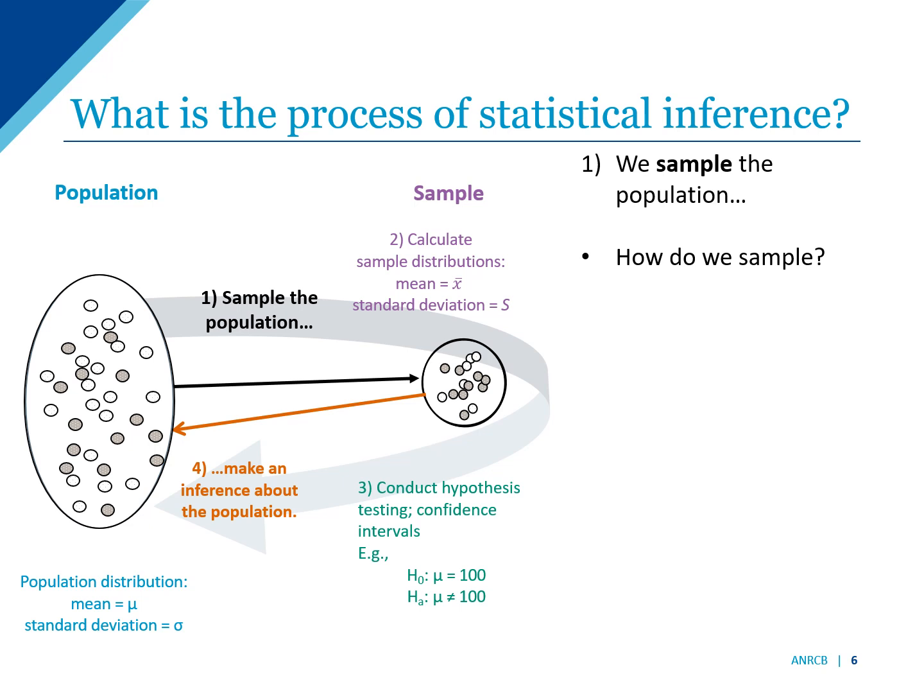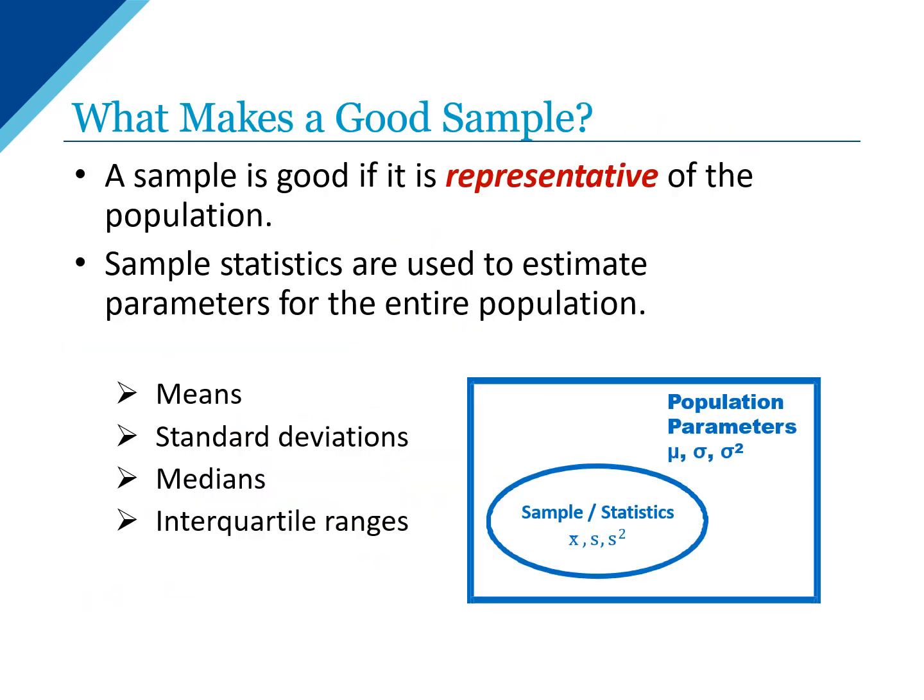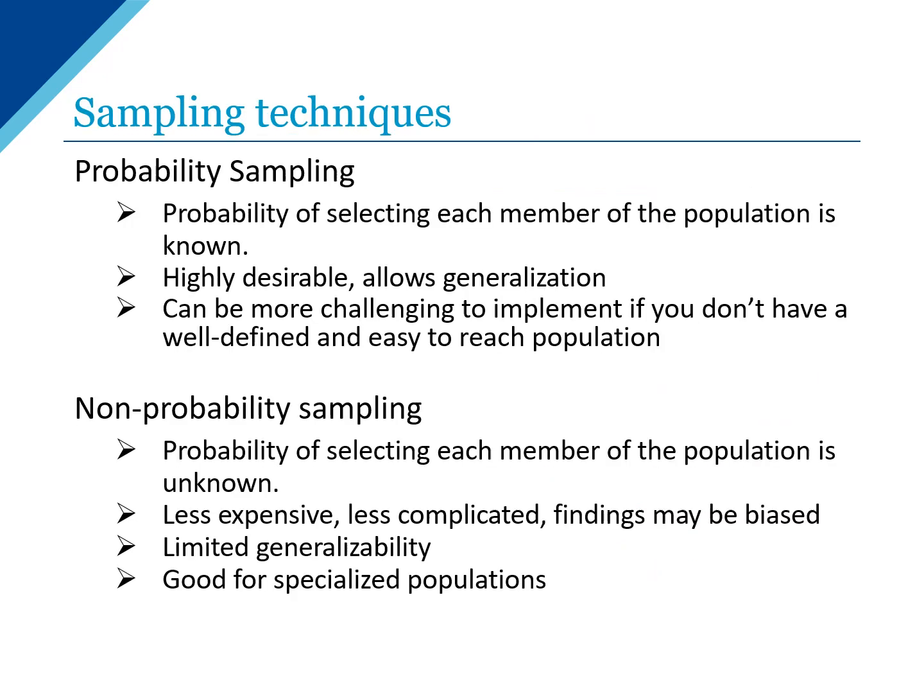The first step is to sample the population. So how do we sample, and what makes a sample good? A sample is good if it represents the population. We use sample statistics like means, standard deviations, medians, and interquartile ranges to estimate parameters for the entire population.